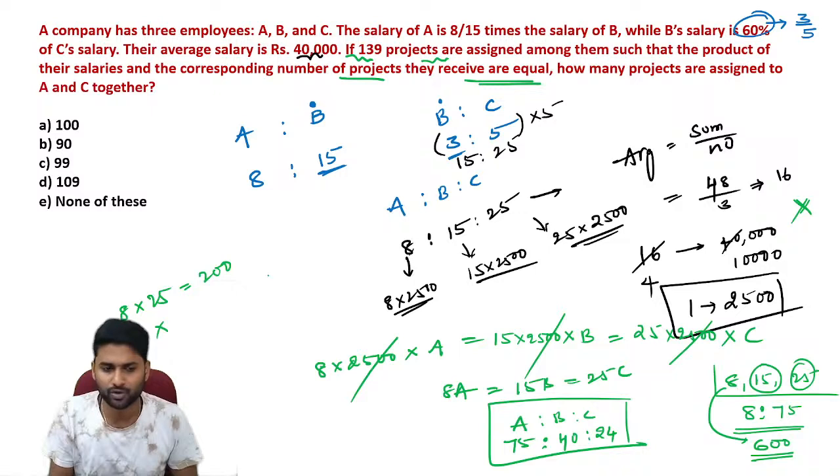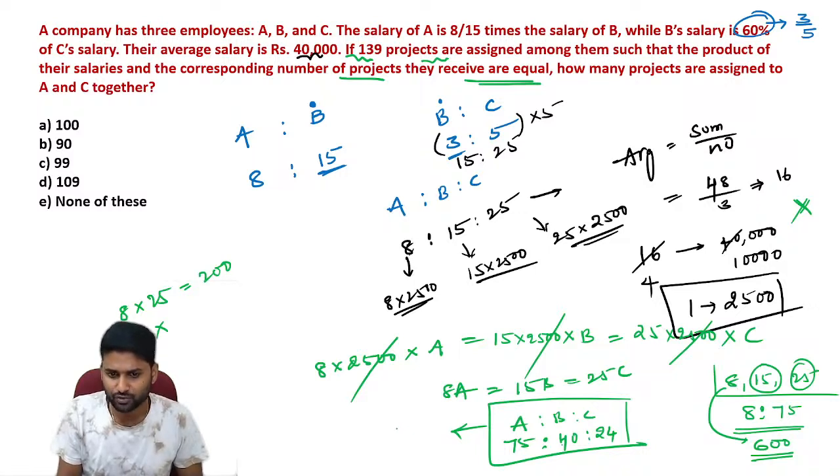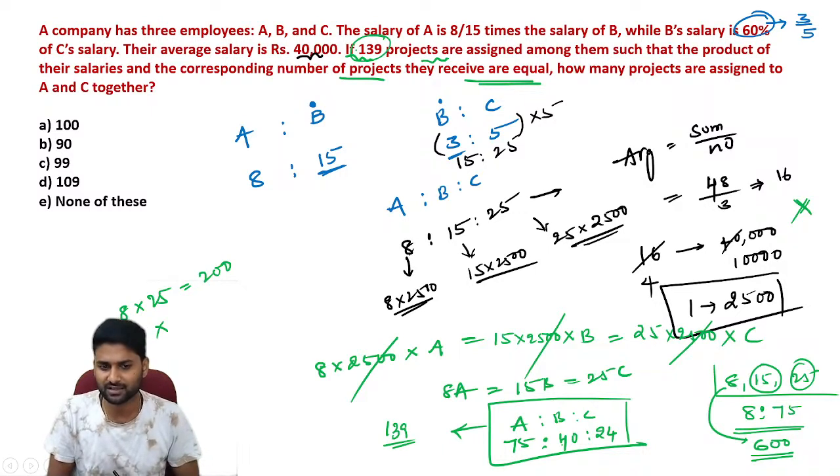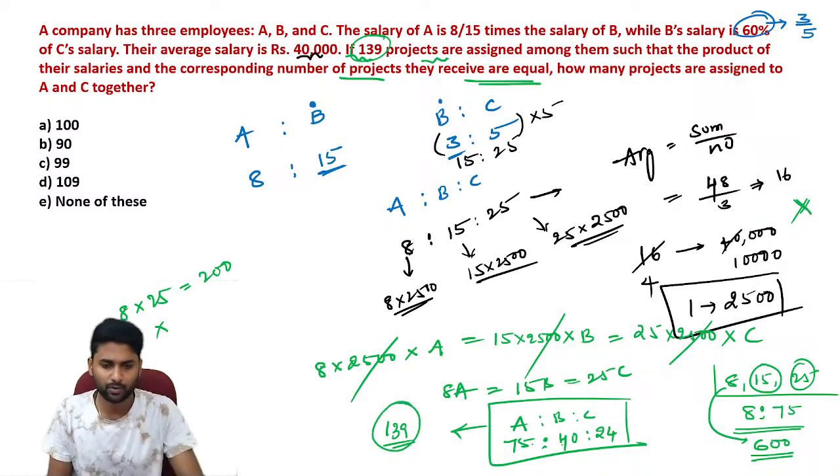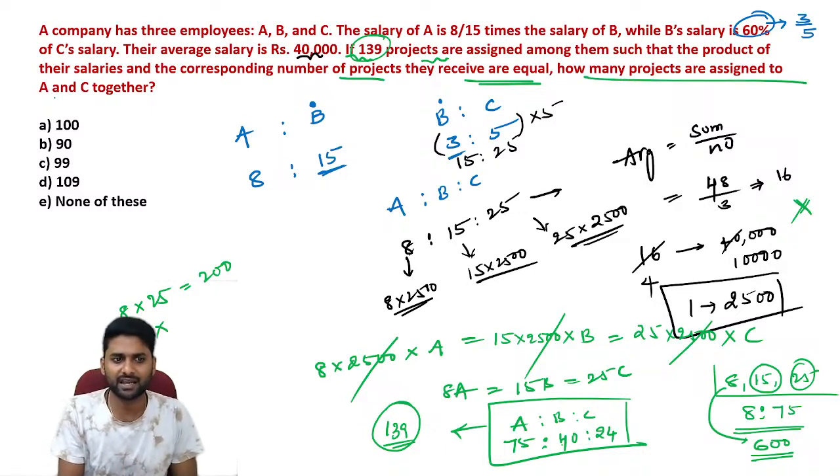The ratio of the projects should be distributed accordingly: 75, 40 and 24. Go through the sum: 75 plus 40 plus 24. The total sum is equal to 139. In our information, we are going to distribute 139. A gets 75 projects, B gets 40, C gets 24. Here the question: how many projects are assigned to A and C together?